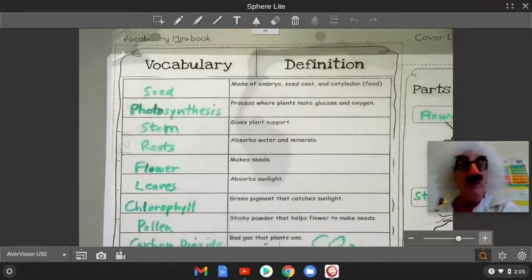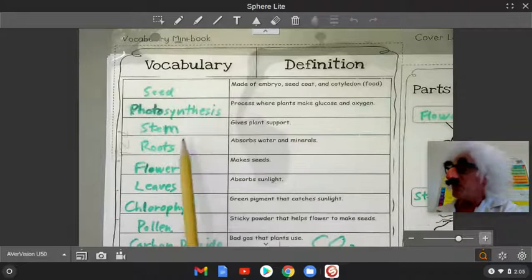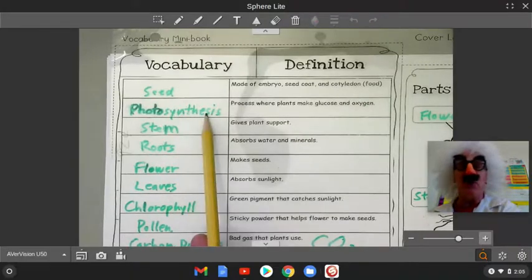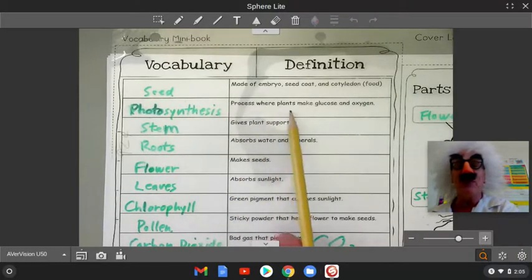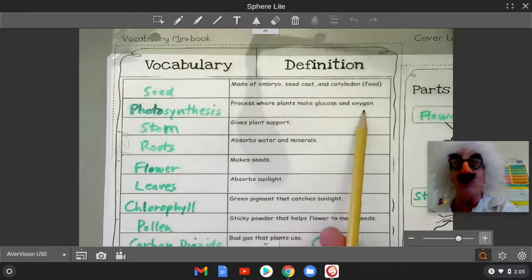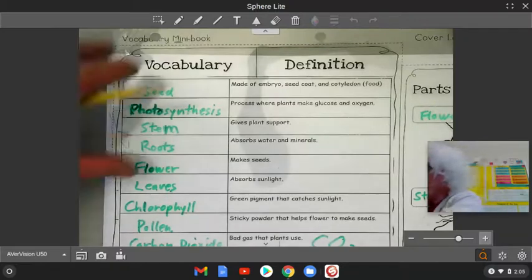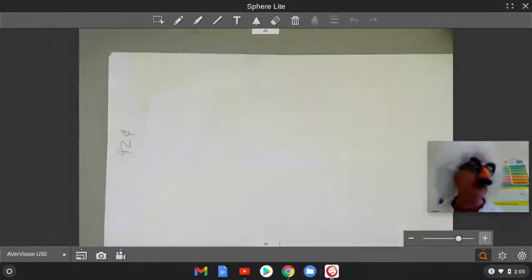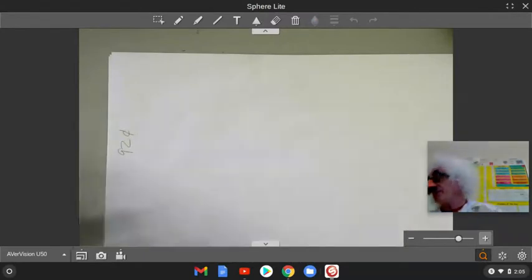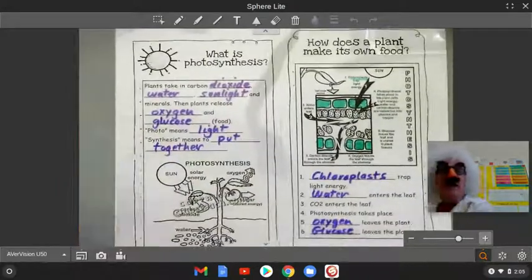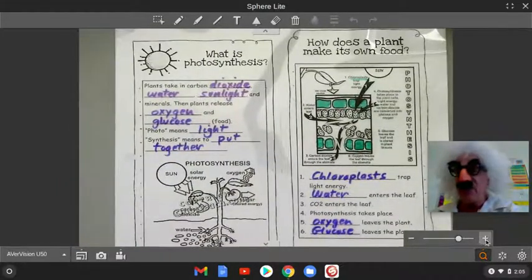Now, let me tell you a little bit about the photosynthesis that you learned about today. Photosynthesis, it's the process where plants make glucose and oxygen. And glucose means sugar, okay? It's the nutrients that plants need. So let me just show you a little diagram right here so that you can understand it a little bit better. Okay, let me enlarge it just a tiny bit.